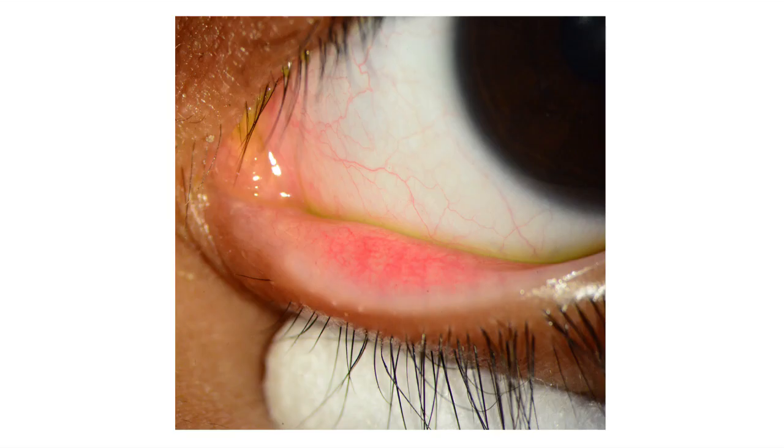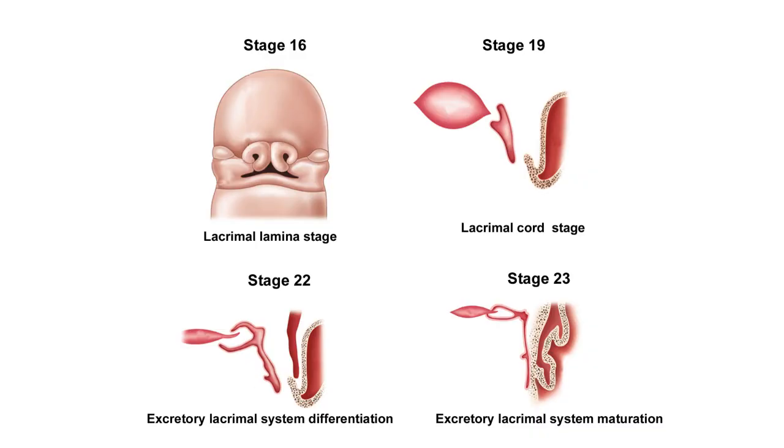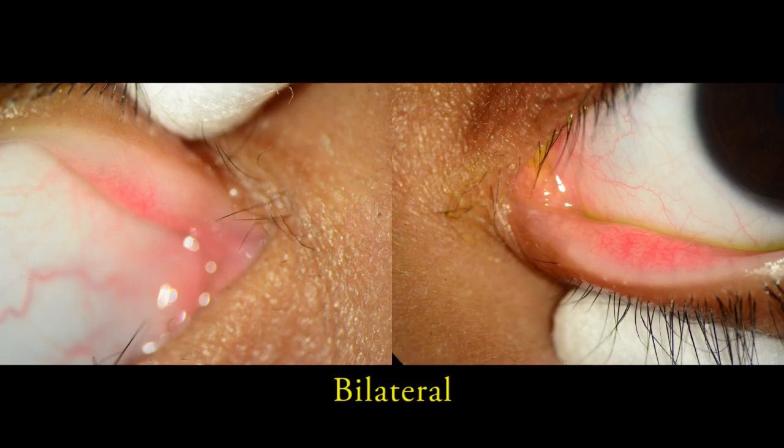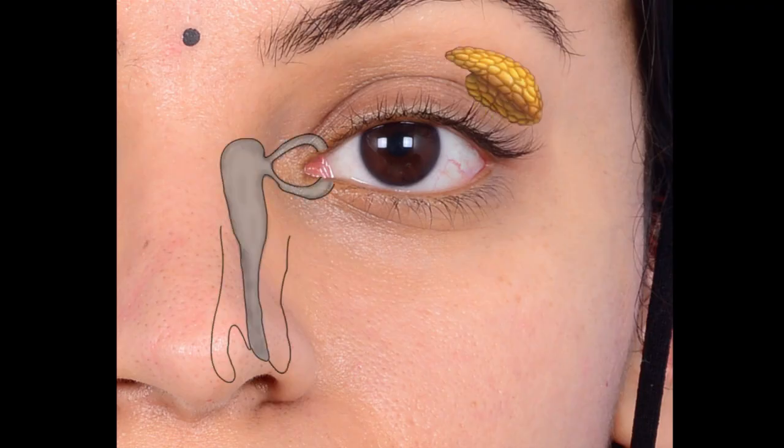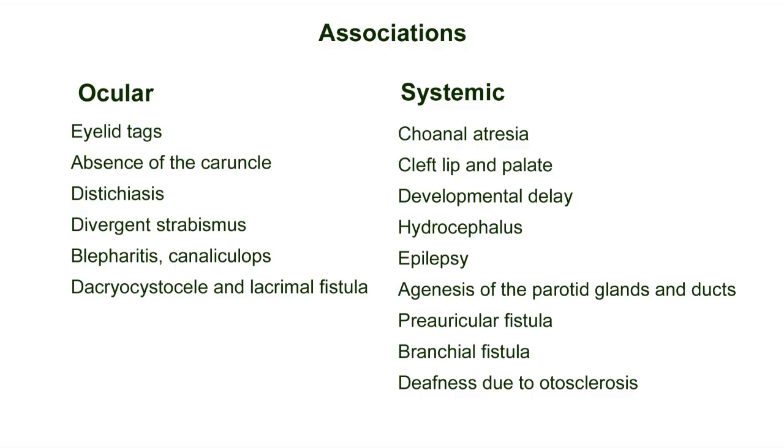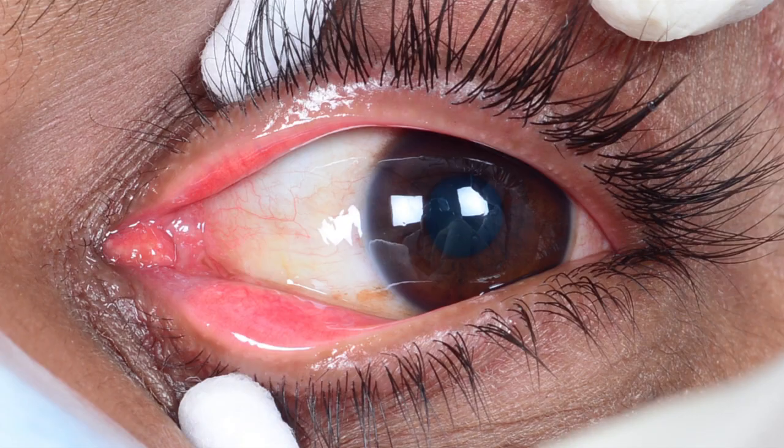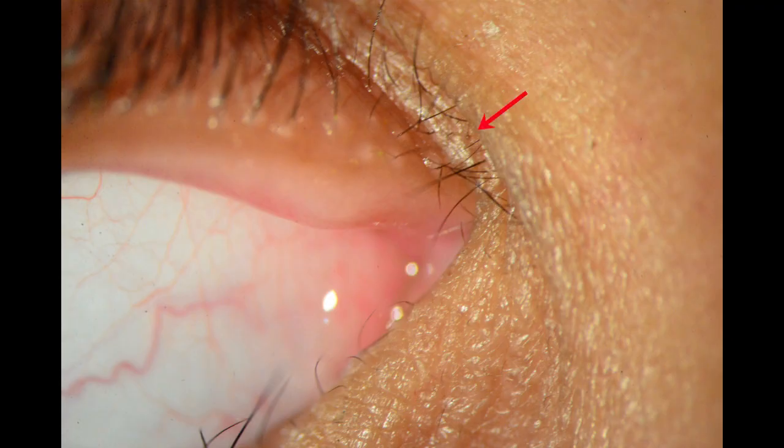Punctal agenesis is the absence of the lacrimal punctum secondary to a failure of embryogenesis. It can be unilateral or bilateral and can be found in association with canalicular agenesis and nasolacrimal obstruction. Various ocular and systemic associations are seen with punctal agenesis. On examination, there is an absence of the punctal papilla, pars lacrimalis, or even a transilluminant membrane. Occasionally, eyelashes are found medial to the expected punctal location.